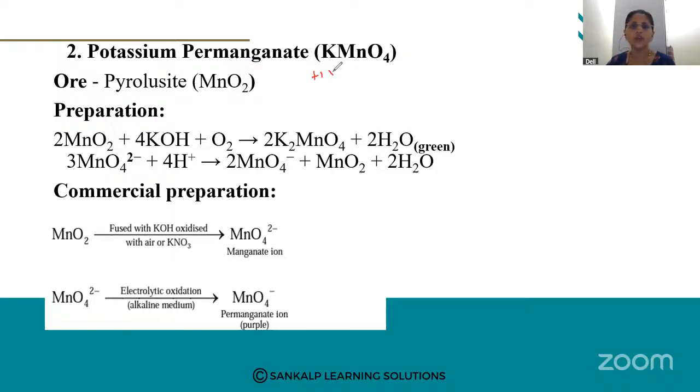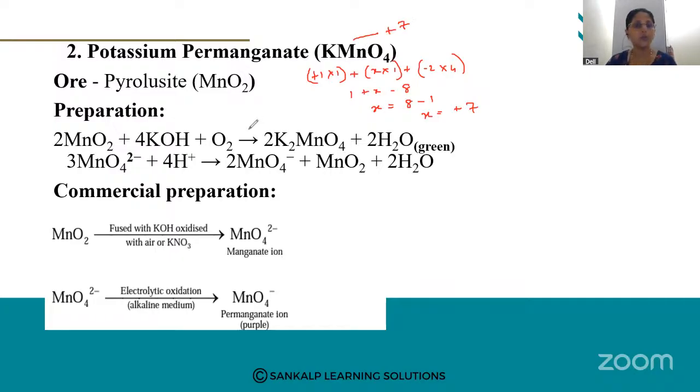So potassium is +1 into 1, plus Mn, we don't know the oxidation state, into 1 atom, plus oxygen -2 into 4. Correct? So 1 plus x minus 8, so x is equal to 8 minus 1. So what is the value of x? It is +7. So Mn in potassium permanganate exhibits the oxidation state of +7.